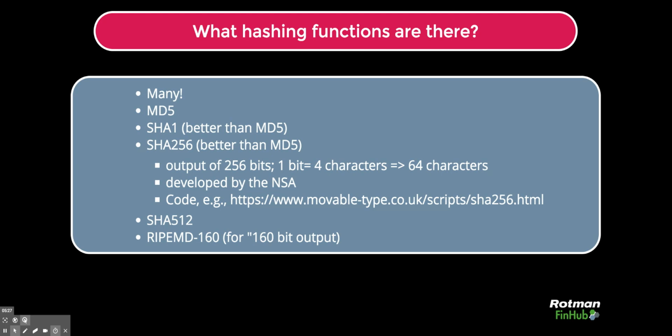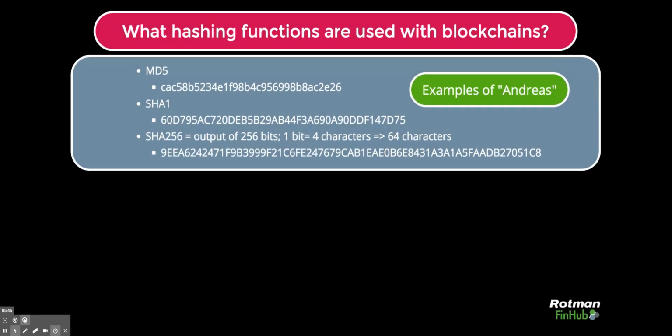There's also a SHA-512, and there is something called RIPEMD, which is an improvement of the MD ones, where the 160 stands for a 160-bit output. So RIPEMD-160 and SHA-256 are used in blockchain technology currently.